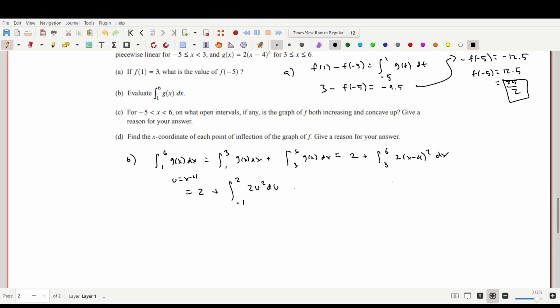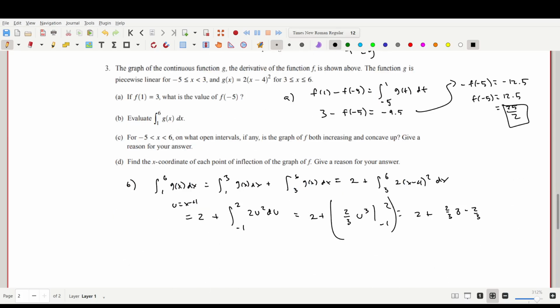And this one's actually a lot easier to do. This is 2 plus 2 times the integral from negative 1 to 2 of u squared. Well, I guess it's 2/3 u cubed, right, from negative 1 to 2. And that's 2 plus, make sure this is in parentheses there, 2 plus 2/3 times 8 minus 2/3 times, did I do this right? Yeah, I did, okay. 2/3 times negative 1. And that's 2 plus 16 over 3 plus 2/3, which is 2 plus 18 over 3, which is 2 plus 6, which is 8.